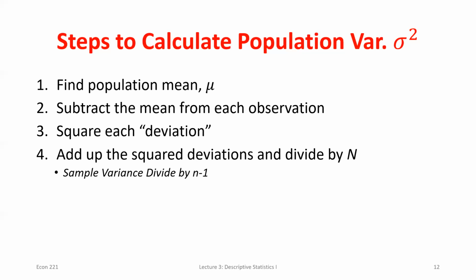So then the last step is add all these up. So I get what? 40. If this is population data, we divide by the number of numbers we have, or the number of observations. With sample data, we would have divided by not 5, but 4, n-1. Okay. Does that kind of make sense?